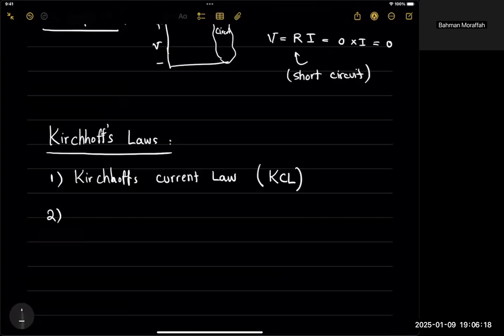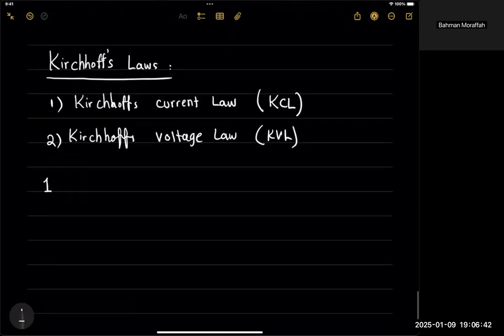And the second type is Kirchhoff's voltage law, also known as KVL. So let's talk about them a little bit more in detail. Let's start off with Kirchhoff's current law.